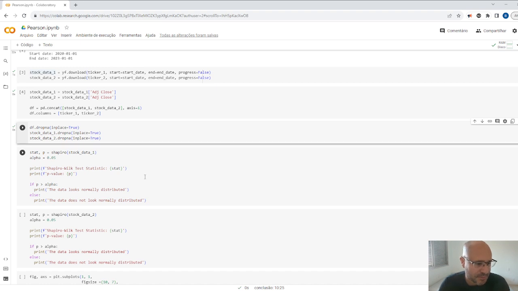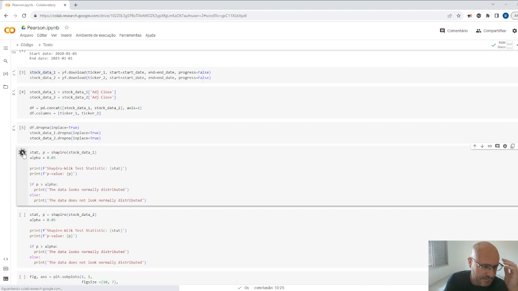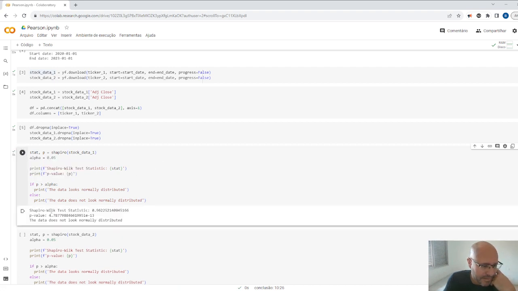Now let's do a Shapiro-Wilk test. This test will show us if the data can be considered a normal distribution. So let's run this for the data from stock one, NVIDIA. We got a really high Shapiro test statistic here. Since it's really close to number one, it looks like it's a normal distribution.